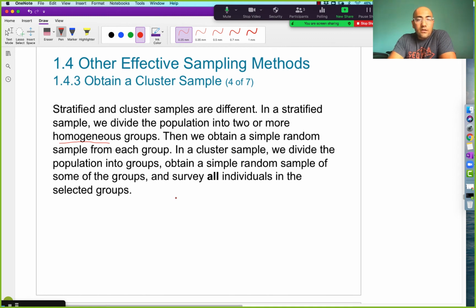In a cluster sample, we divide the population into groups, obtain a simple random sample of some groups, right? And survey all the individuals in the selected groups. So we randomly pick a group and then survey everybody in that group.